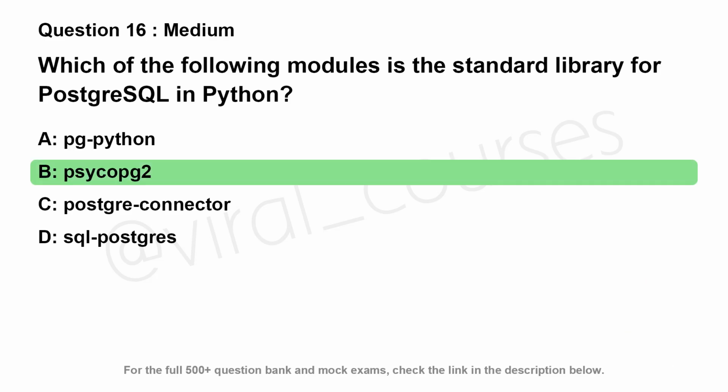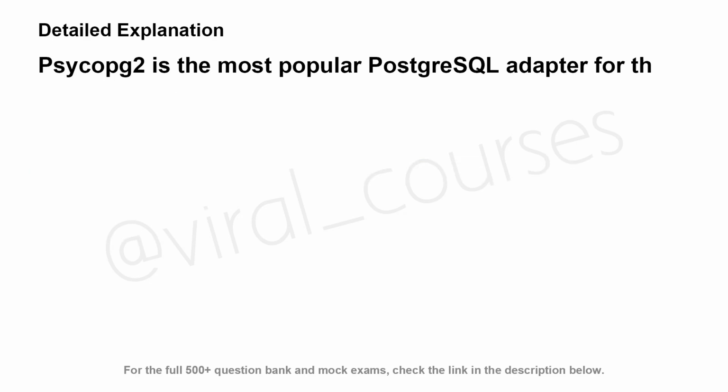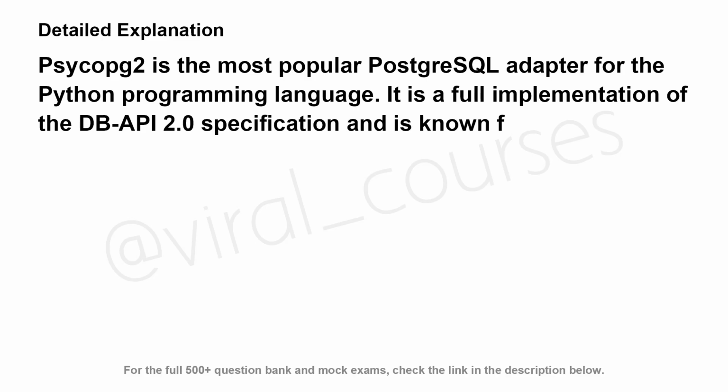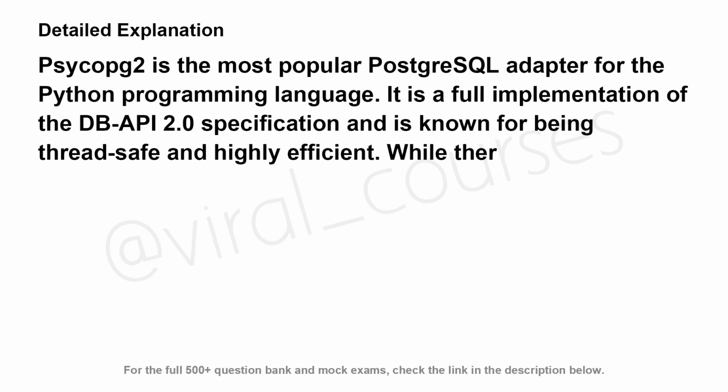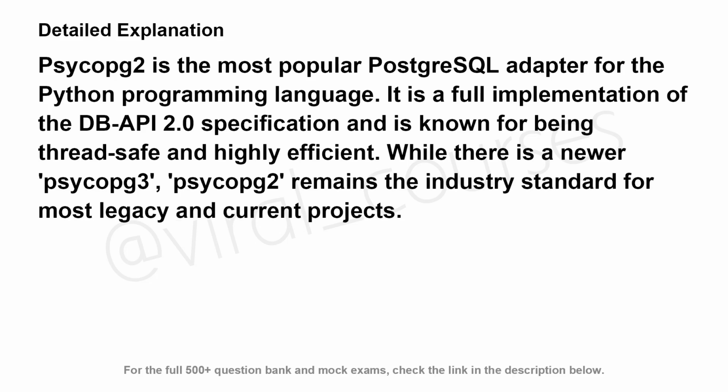The correct answer is B. psycopg2 is the most popular PostgreSQL adapter for the Python programming language. It is a full implementation of the DB API 2.0 specification and is known for being thread-safe and highly efficient. While there is a newer psycopg 3, psycopg2 remains the industry standard for most legacy and current projects.